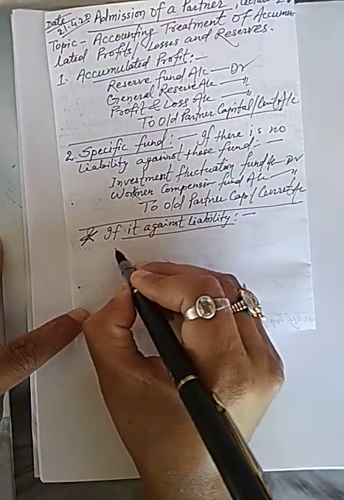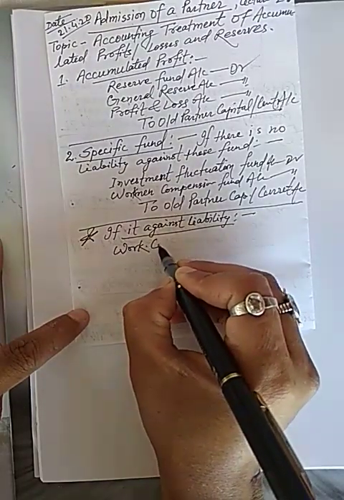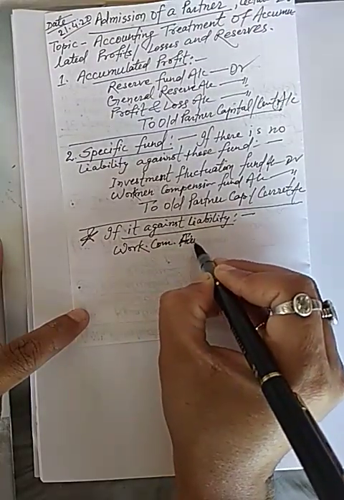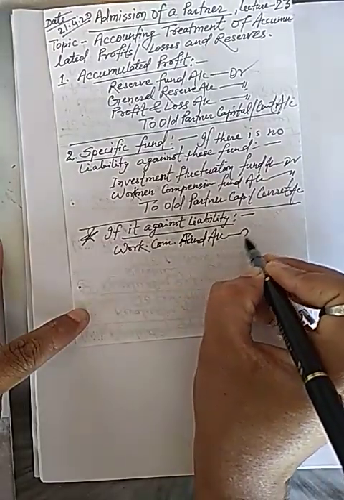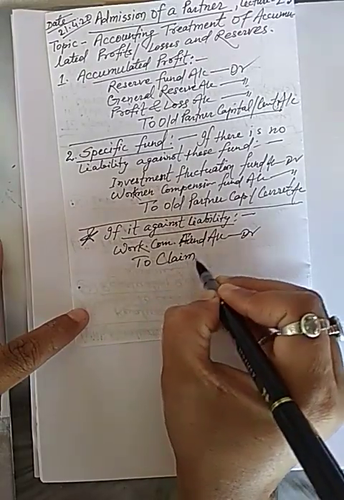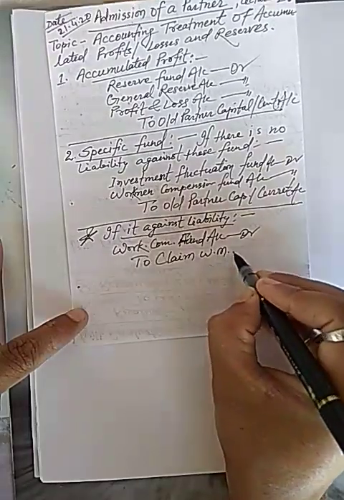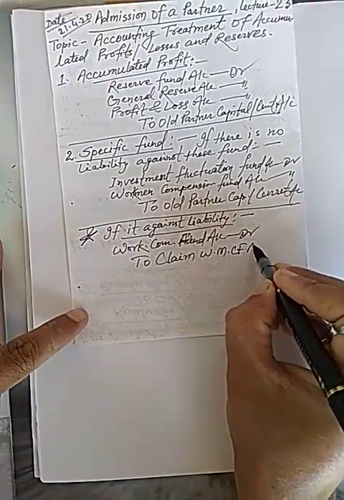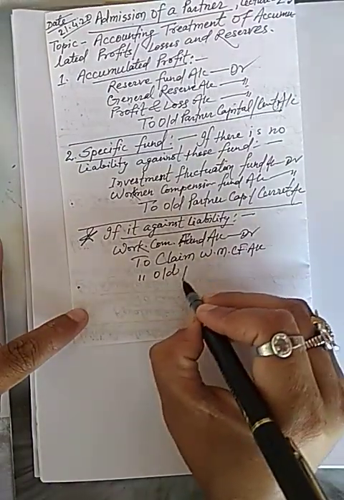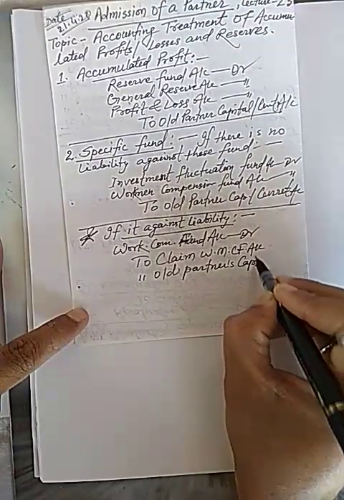the journal entry will be: Workmen compensation fund account DR, to claim against workmen compensation fund account, to old partners' capital or current account.